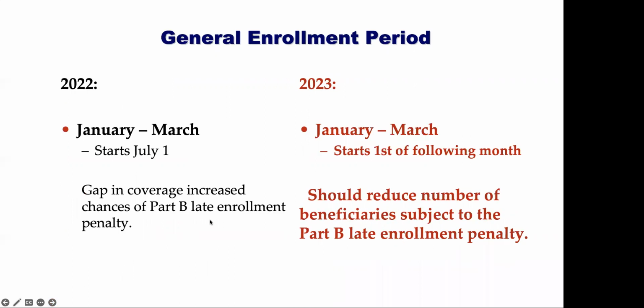Now, for people who miss the initial enrollment period, every year there's a general enrollment period from January 1st to March 31st. Up until 2023, if you enrolled in either of these 3 months, your coverage didn't start until July. So there was a several-month gap in coverage, and that helped push people into this penalty situation. But again, starting in 2023, if you enroll in either January, February, or March during the general enrollment period, your coverage will begin the first of the following month.